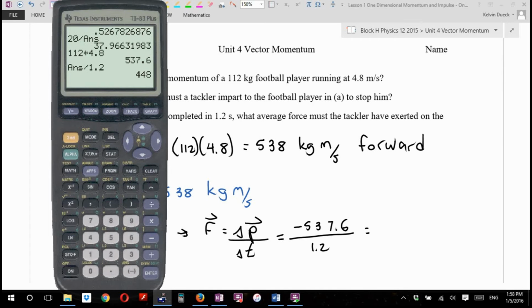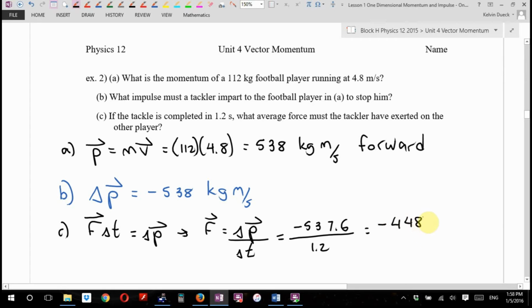And I get, oh, that works out evenly. Exactly negative 448 newtons. What's the negative telling me? If this guy is running forwards, I better apply the force backwards. If this guy is running north, I better apply the force south. Okay? And that's also why the impulse was negative. It's saying you need to remove that much momentum from this player to bring him to a stop.